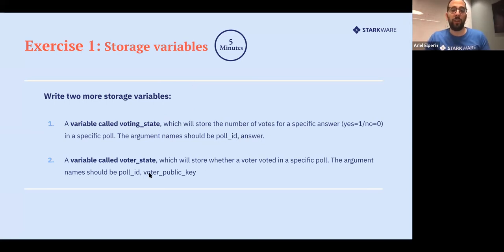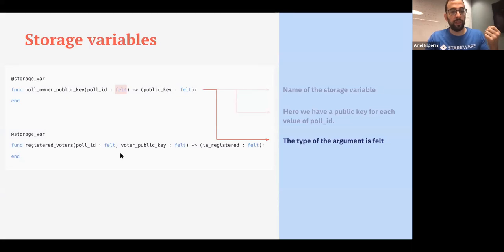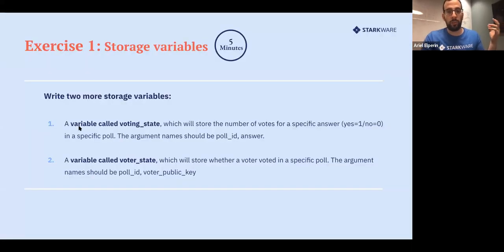And the second storage variable is voter state, which will allow us to track which voters already voted on a given poll. So it will be a mapping between a poll ID and the public key of a voter to an indicator which states whether or not this particular user has already voted. So try to follow this pattern and define those storage variables. You have 5 minutes. So I'll give you a minute or two to think about it, and then we'll start referring to questions.